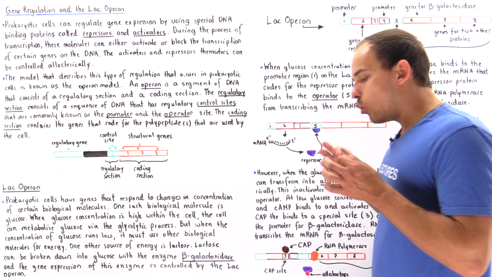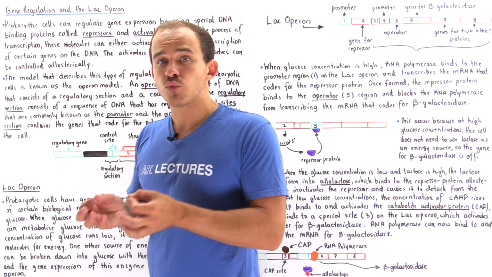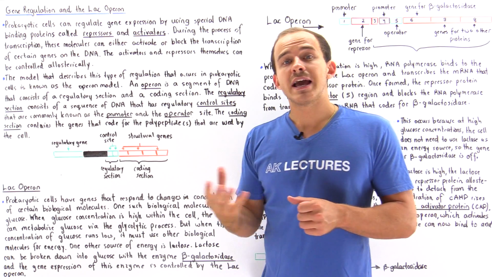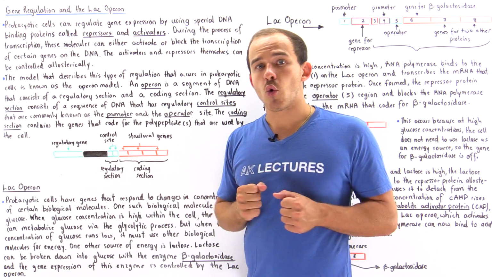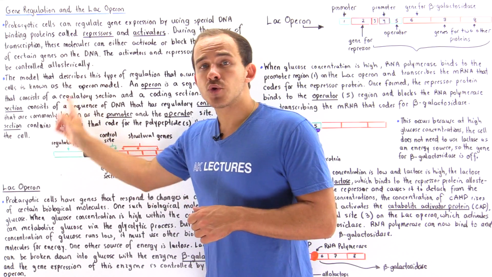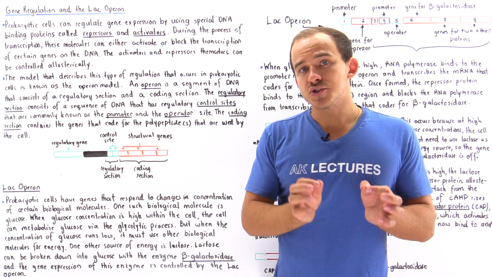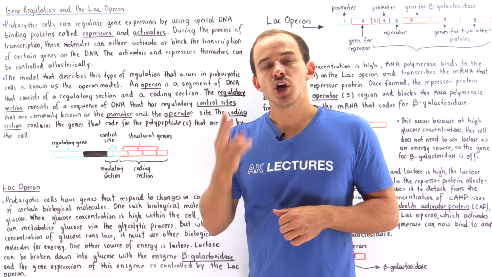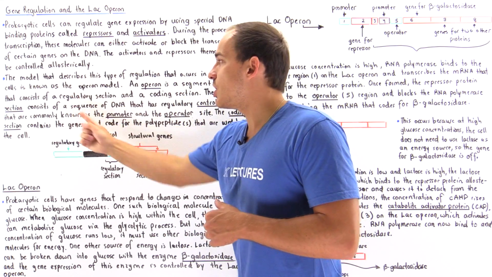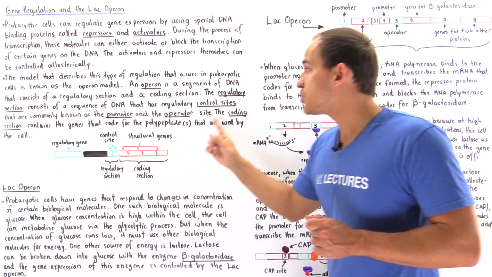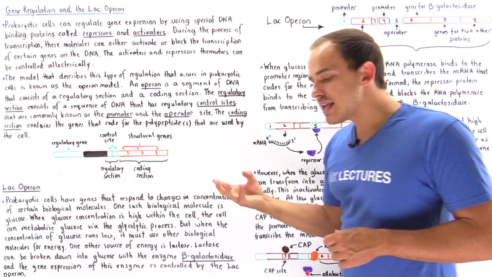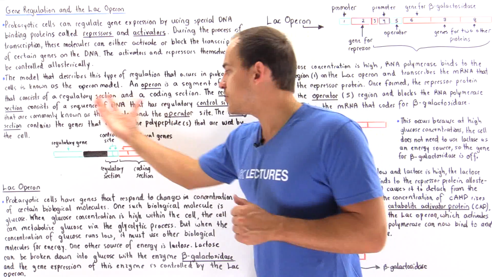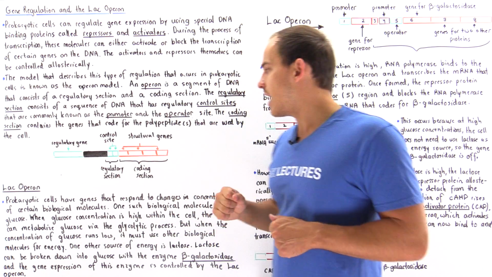So when we're discussing prokaryotic gene regulation and expression, the model that describes the regulation of genes in prokaryotic organisms is known as the Operon model. And what the Operon is, it's basically a unit or a segment of DNA that contains two important sections. It contains the regulatory section as well as the coding section. Now, what exactly is the regulatory section and what is our coding section? Well, to see what that is, let's take a look at the following diagram.